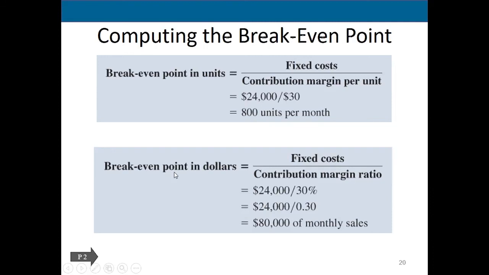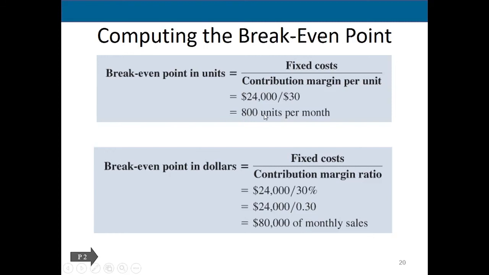Okay? How do we find break-even point in dollars? In the last one, we used contribution margin per unit. In this one, we still start with fixed cost, but we're going to use the contribution margin ratio. Without going back to another slide, do you remember how to figure out the contribution margin ratio? You take the contribution margin per unit, that's $30, and divide it by the selling price per unit of $100. 30 divided by 100 is 30%. So we're going to take fixed cost of $24,000 divided by 30%, change that to a decimal, and it says that we need to sell $80,000 worth of stuff in order to break even.